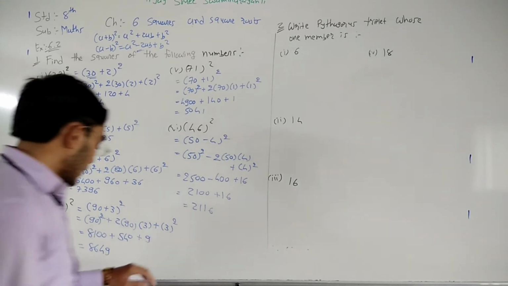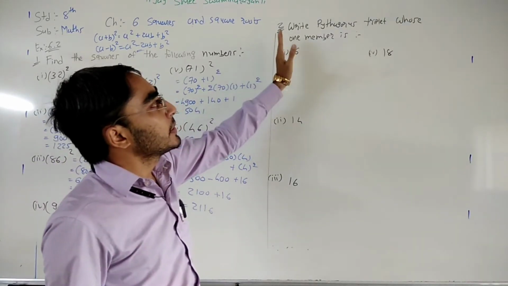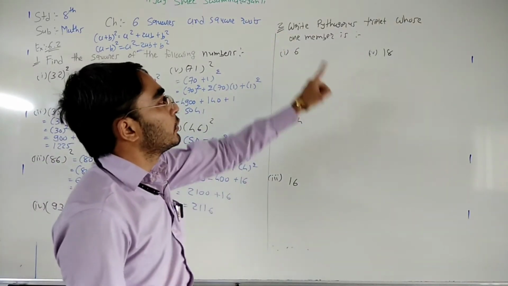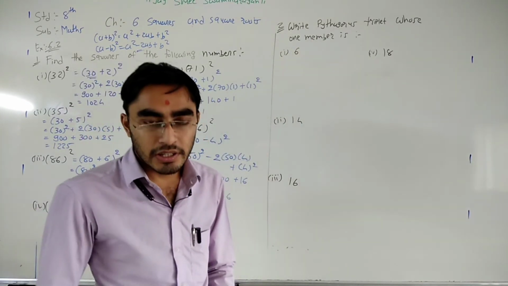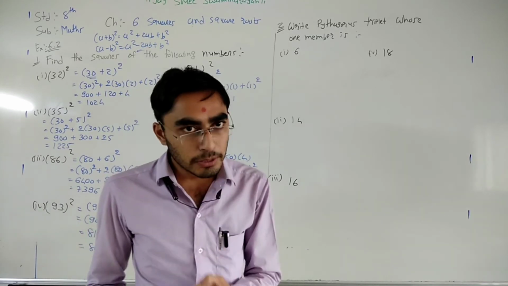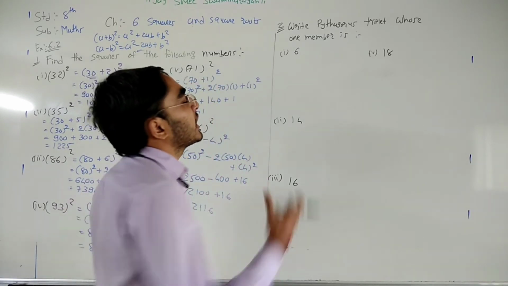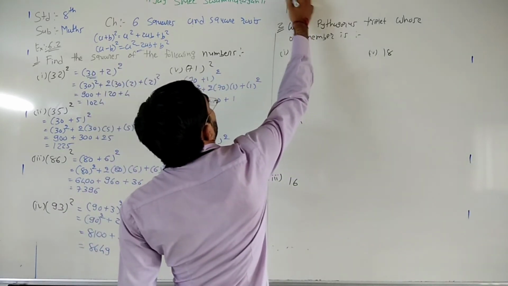After that, our second question is, write a Pythagoras triplet whose one member is given. We need to write the Pythagoras triplet. Triplet means 3 numbers. And Pythagoras triplet means the sides of a right angle triangle.